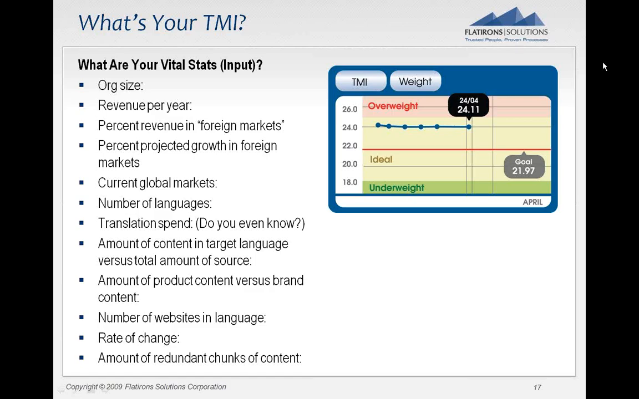Looking at the amount of content in a target language versus the total amount of source. So there would be a benchmark to look at the amount of product content, which would be all the supporting material, documentation, training, customer support, and help type content versus brand content, which would be more the marketing collateral web content. Obviously, they overlap, and maybe not obviously, but oftentimes there's an area of overlap between those two. Number of websites and languages, how often the content and products change, and amount of redundant chunks of content would all be metrics in terms of determining what your translation mass index is, if you will.